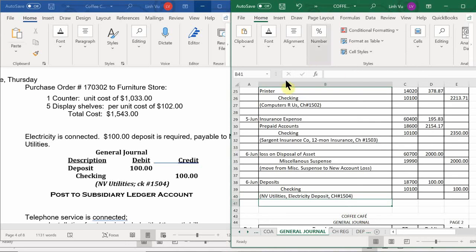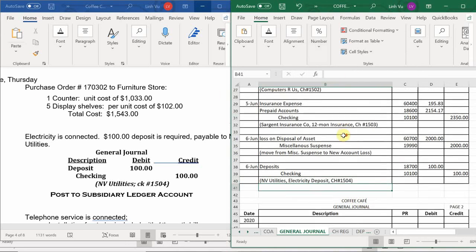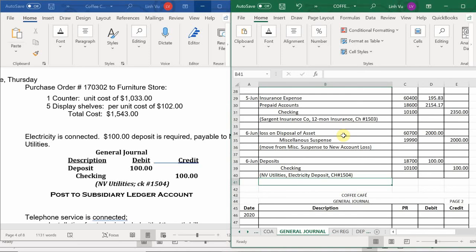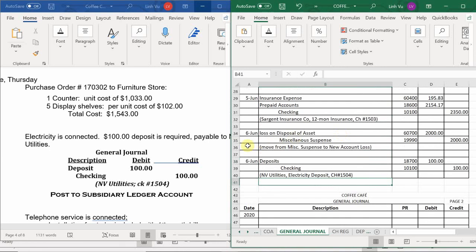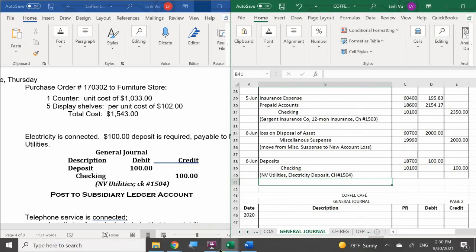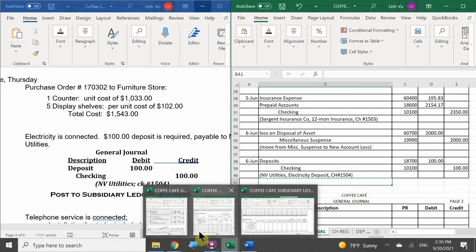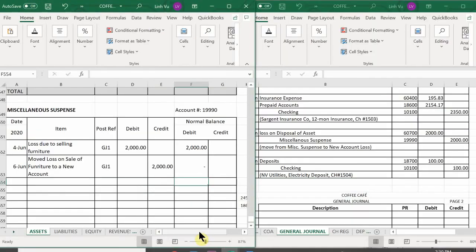So in this case, we've reached the bottom of my general journal, page 1. That means the next transaction we're going to use the second page. After we finish our journal, what's next? The ledger. Yes, we need to post this into the ledger. So let's go ahead and find the ledger.